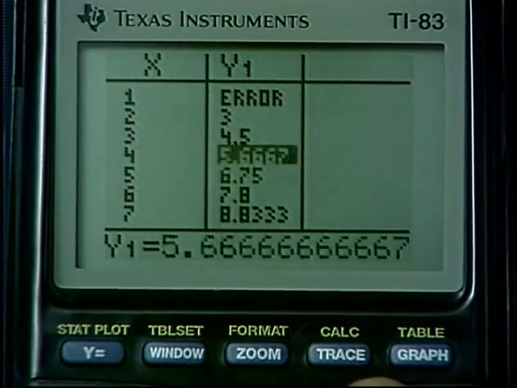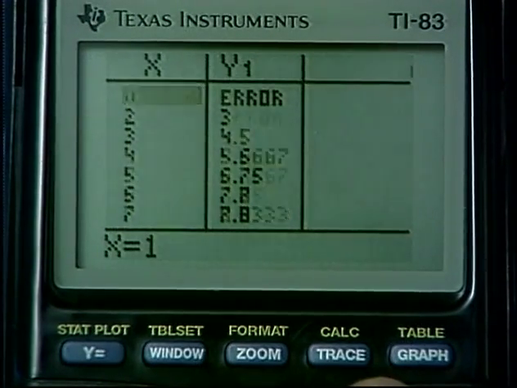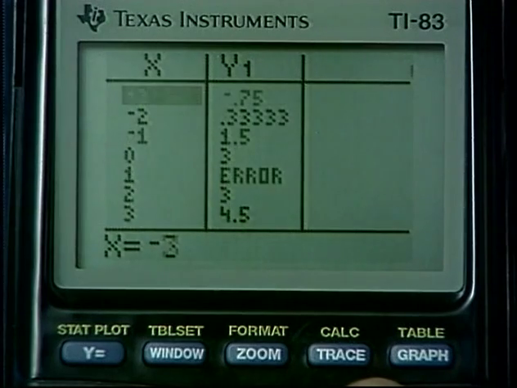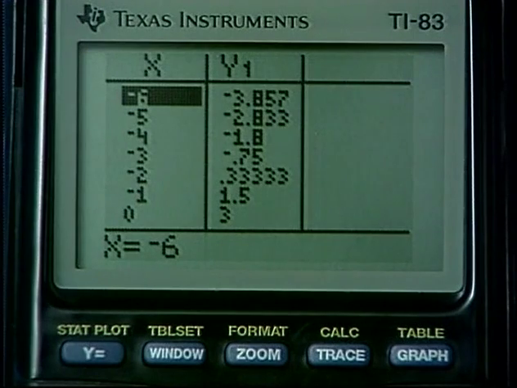In the negative direction, if I just cursor up far enough, we can get to the negative values of x. Here we go, into the negative values. And so we have a built-in table of values that we can look at, and we can verify some of the things that we find manually by using this kind of option.